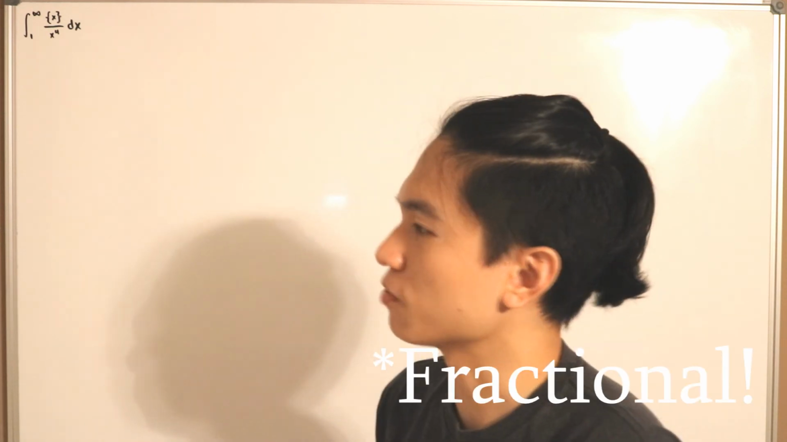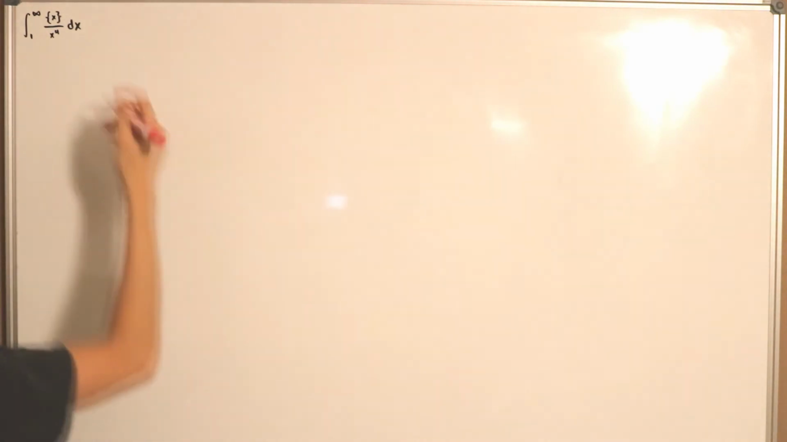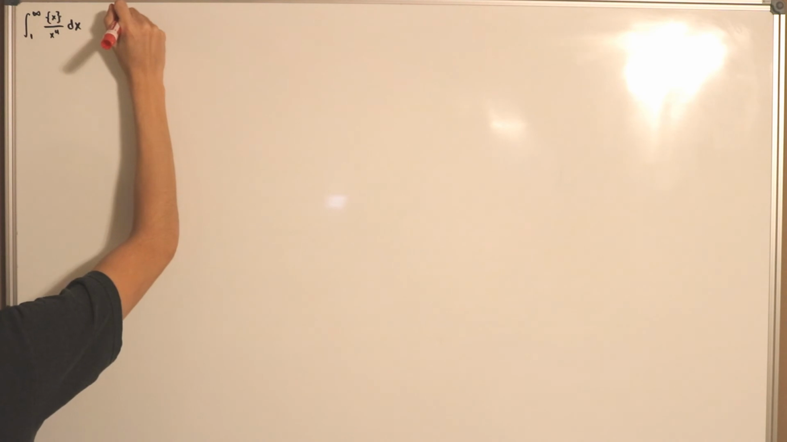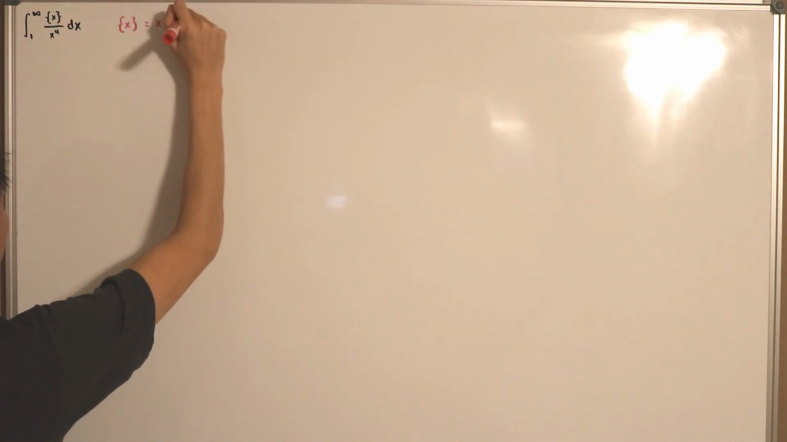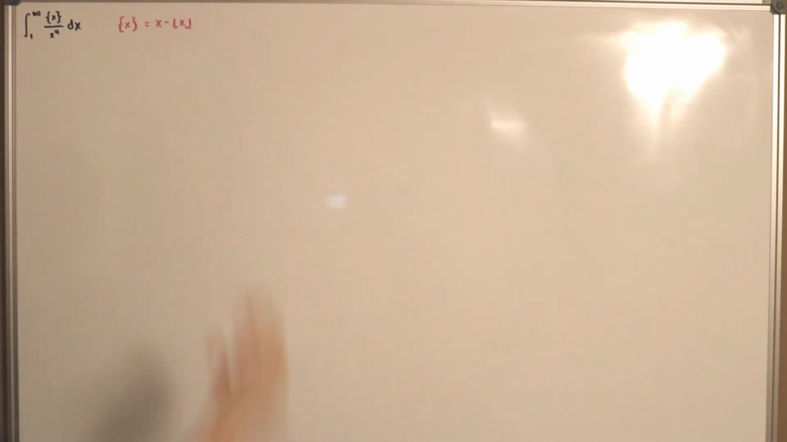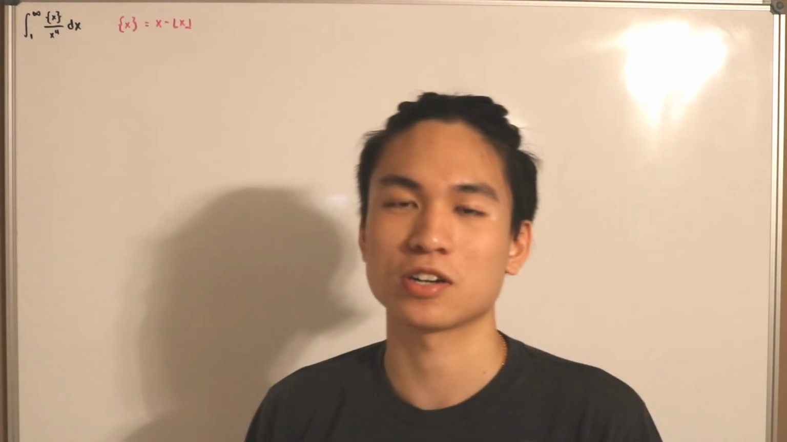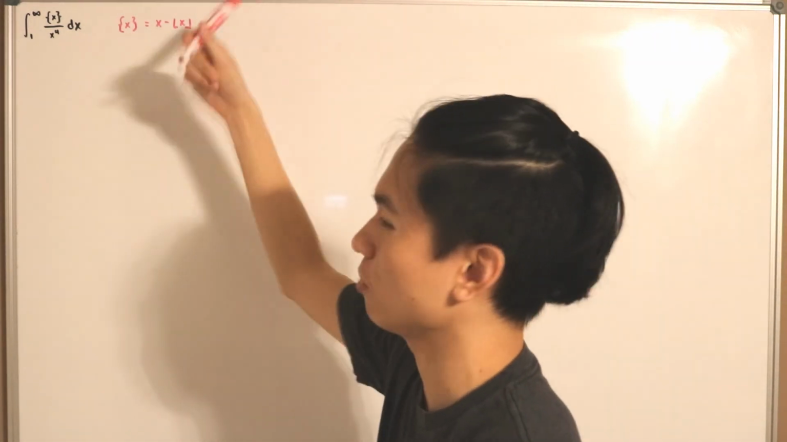Well, the fractional part of x is actually defined by the following formula. I'm going to write it right here. It is equal to x minus the floor function of x. And also here's another question I'm sure you guys are wondering. What is a floor function?